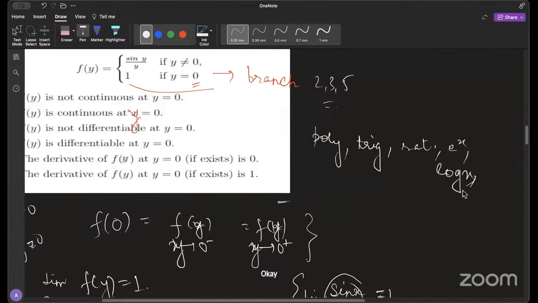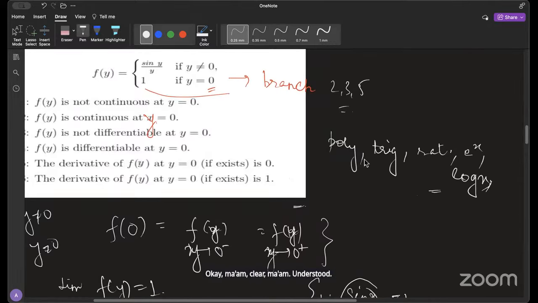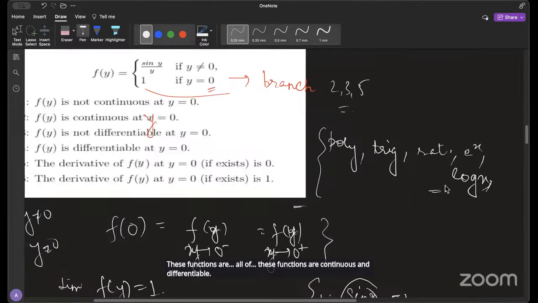Okay, ma'am. Clear, ma'am. Understood. Ma'am, we don't have to check for derivative and continuity both. All of these functions are continuous and differentiable. Ma'am, I have a doubt on this question.